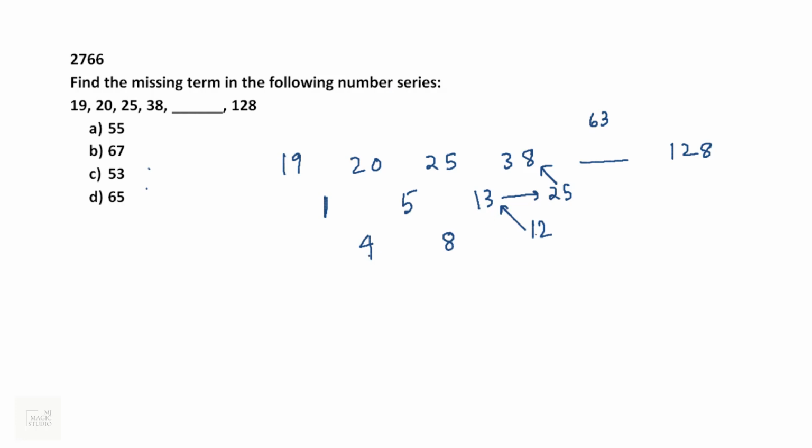That means let's try with 4, 8, and maybe like if this is double. 4, 8, if I take 16, 16 plus 13 is 29. 29 plus 38 is 67. And then 16, 32. 32 plus 29 is 61. And then 61 plus 67 will give 128. That means here 67 will fit in. Option B fits in.